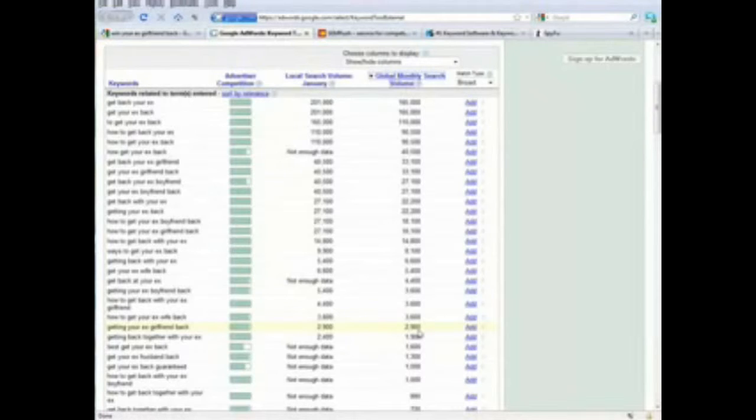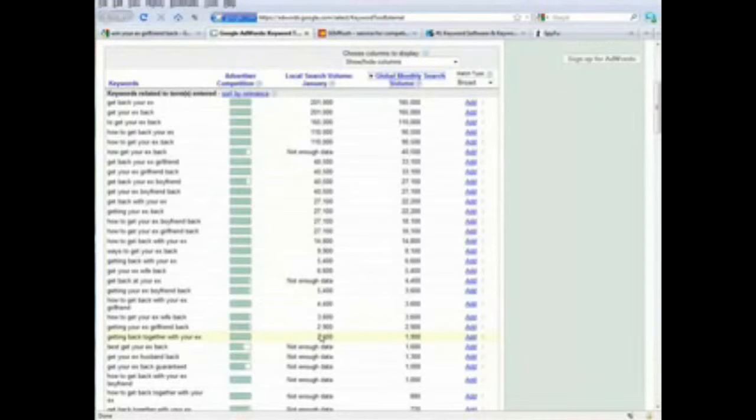So if you were to search for alpine skiing, you might see a low global monthly search volume, but now that it is the month of January, you would see a high local search volume, because now is the time of year when people are searching for this kind of information. So if you were going to go after that market, now would be the time to do it, because now is the time that people are buying products related to that market.